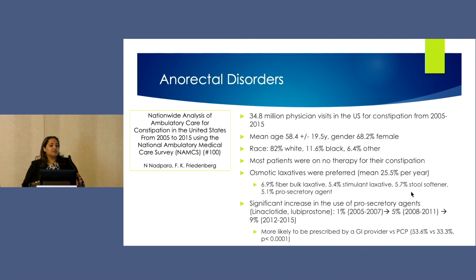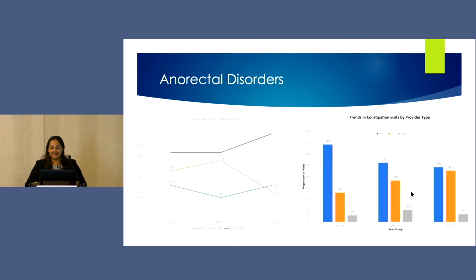And what was interesting was there was a significant increase in prosecretory prescriptions over time, which you might expect as they become more and more popular. And if you were a GI provider, you were more likely to prescribe those than if you were a PCP, which as well might be expected. And interestingly, they found the trends in visits for constipation, so the blue line here is primary care visits, orange is GI, and gray is surgery. GI visits have steadily increased over the 10-year period, whereas primary care visits for constipation have actually decreased, and we might expect that. Surgery did not significantly change.